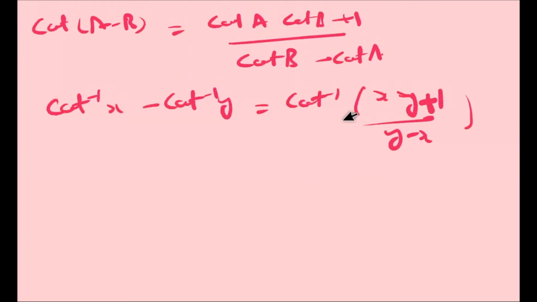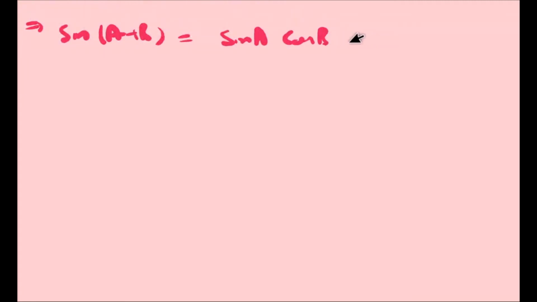So student, this is very important. You have learned so many formulas in tan and cot form. Now I am asking you for more formulas. What is the formula of sine (A plus B)? That is sine A cos B plus cos A sine B.